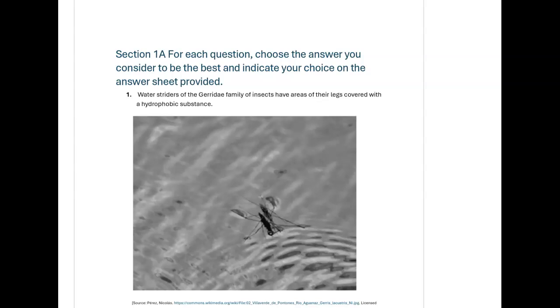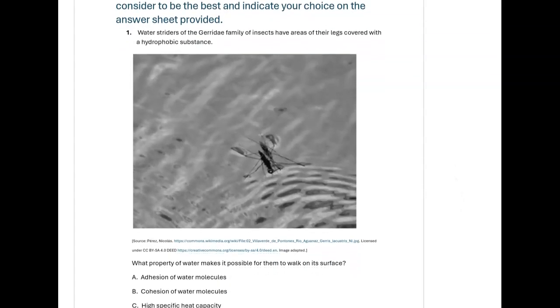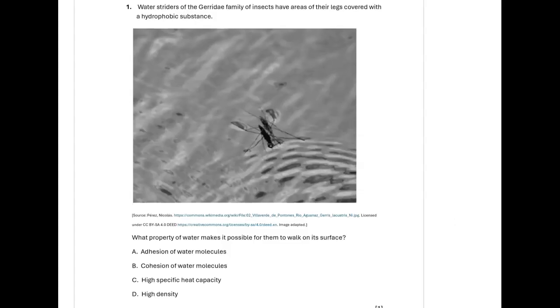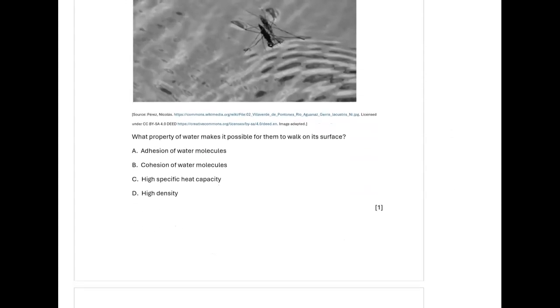Okay, so this is to go through the multiple choice questions of the standard level May exam. So this first question is about water striders and being able to walk on the surface of the water. So what allows small light insects to be able to walk on the surface of the water? It's high surface tension, which is due to the fact that the water molecules stick to themselves, which is cohesion. So B is your answer there.